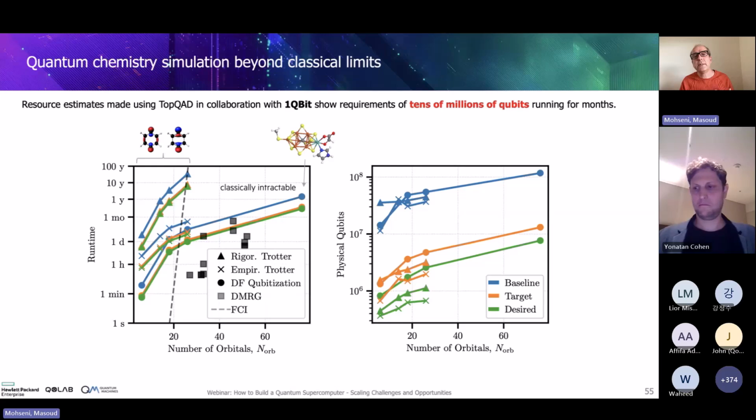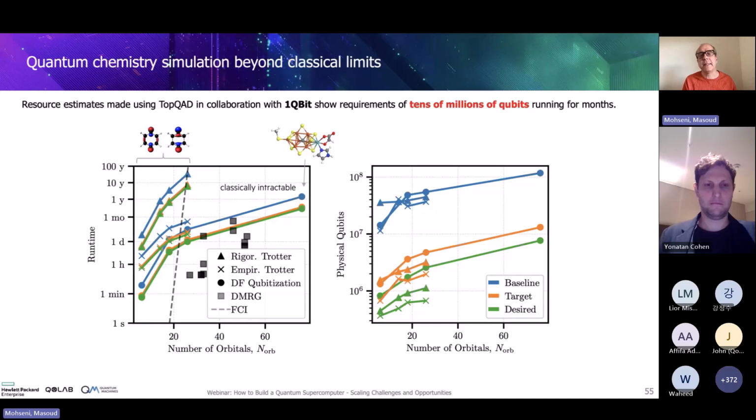So we did some resource analysis using TopQAD. This is the toolbox that 1QBit provided for us, and in collaboration with them, we studied various different scenarios. We did sensitivity analysis of various different hardware that exists and that Colab is going to provide in the near future. But we also looked at how much space-time resources are needed to simulate these molecules. On the horizontal axis, you can see the number of orbitals increasing from left to right, based on different approximations of the active space of these molecules. For these two molecules, on the left is parabenzyne and on the right is FeMoco. You can see that run times could be on the order of months to years.